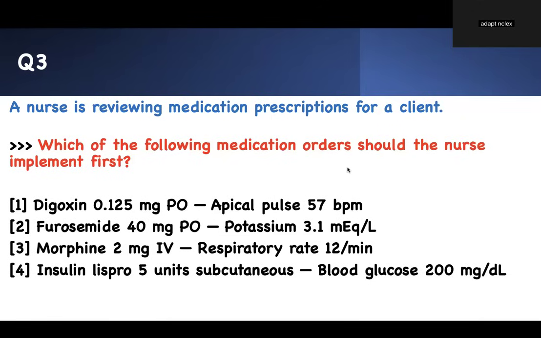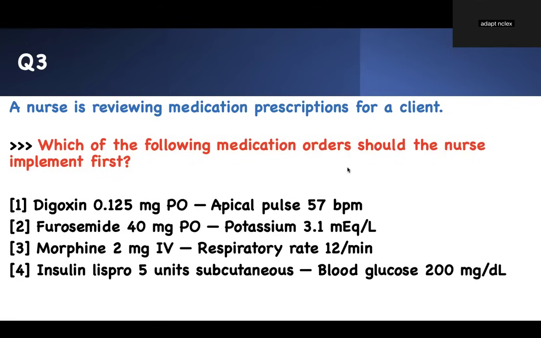A nurse is reviewing medication prescriptions for a client. The patient has 4 medications. Which of these would you give to the patient? It's the same strategy as question 1, but slightly different. I want you to use some common sense and critical thinking. Don't run away from it.